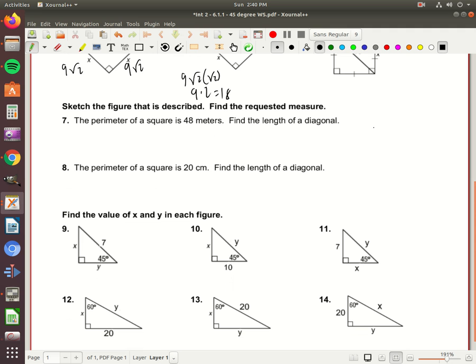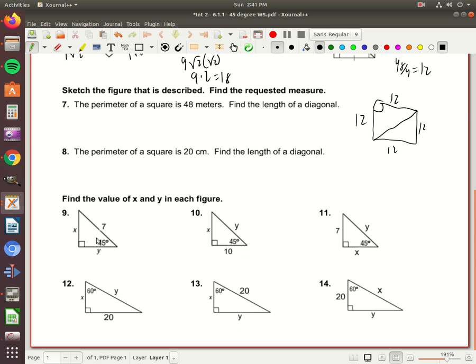If the perimeter is 48, I'll give you a little bit of a hint. If the perimeter is 48, each side has to be the same because it's a square, so that means that these are all 12. And it says find the diagonal. Well, if it's a square, this must be a right triangle, right? So same kind of logic here, so we can use some math there.